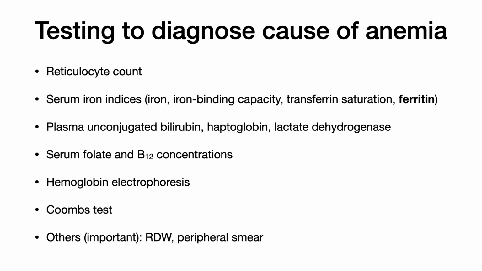Unconjugated bilirubin, because when hemoglobin breaks down, you get unconjugated bilirubin. Haptoglobin is a sign of both extravascular and intravascular hemolysis. Lactate dehydrogenase, released when red blood cells break down. Folate and B12 we mentioned.